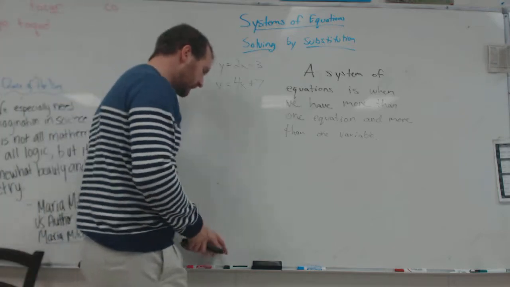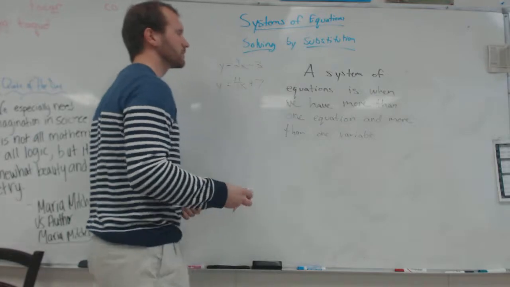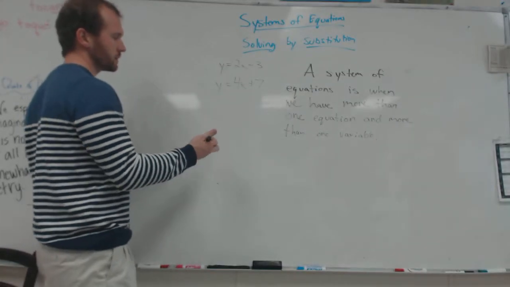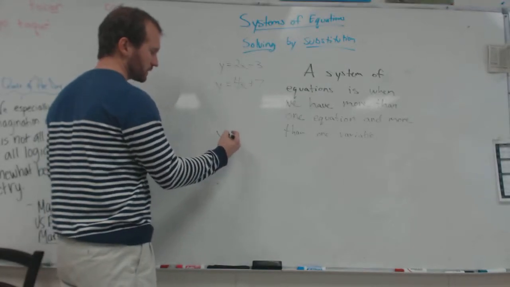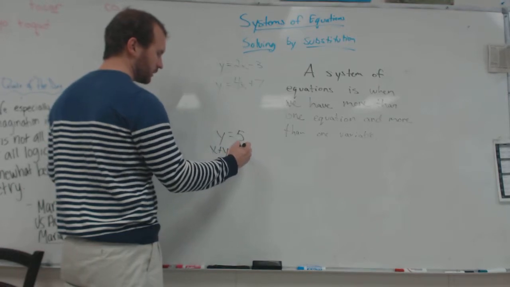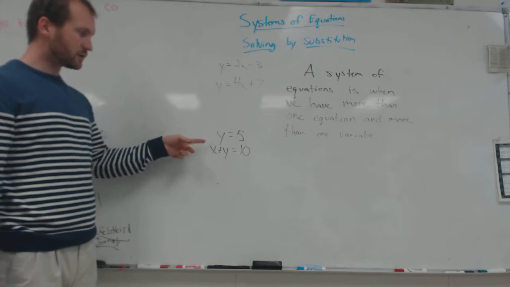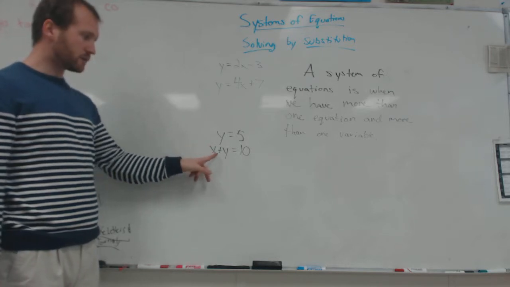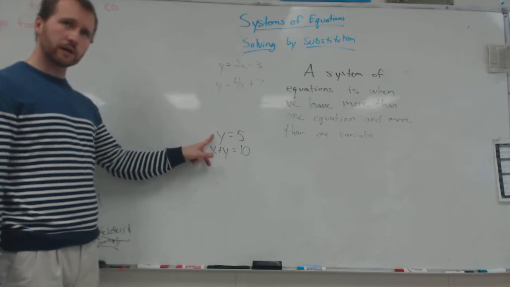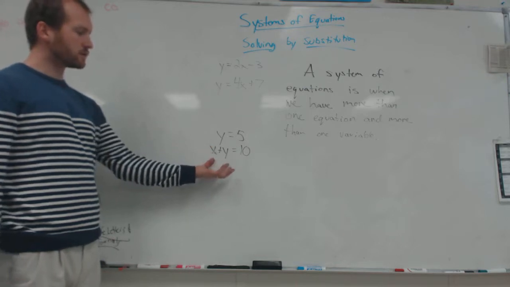Now, it does not mean that you have to have two variables in both equations. So this would be another system of equations: y equals 5 and x plus y equals 10. This is also a system of equations. I have two equations and I have two variables. But the first equation only has one variable. It doesn't matter, I have two variables total.